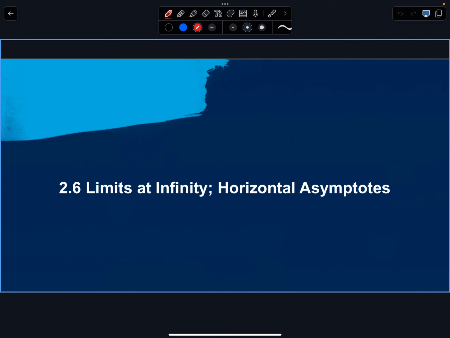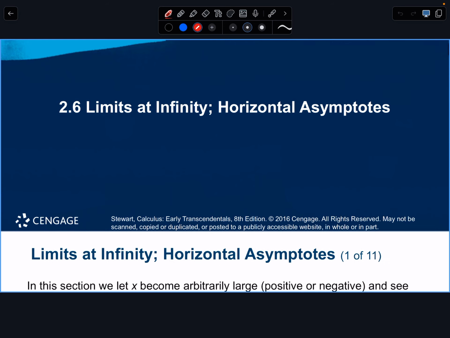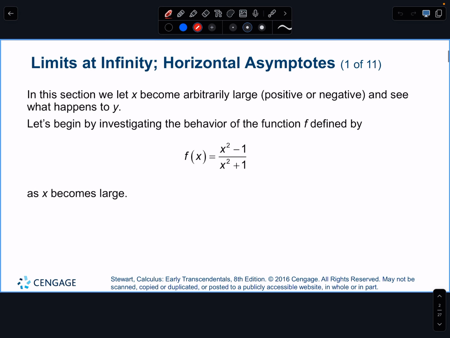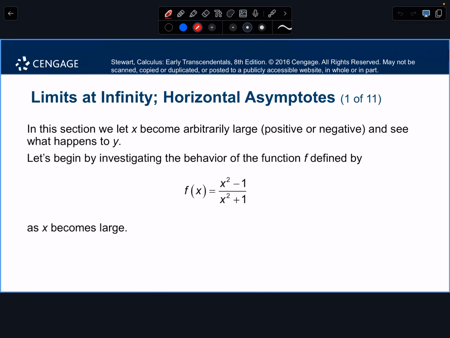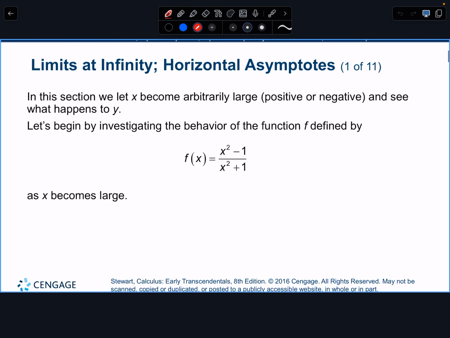Okay, so we're looking at 2.6, limits at infinity. What's the concept here? Well, if we see a function like this, what happens when x becomes large as it goes out, gets really big, 100, 1,000, 1,000,000? Notice that we have x squared both top and bottom.